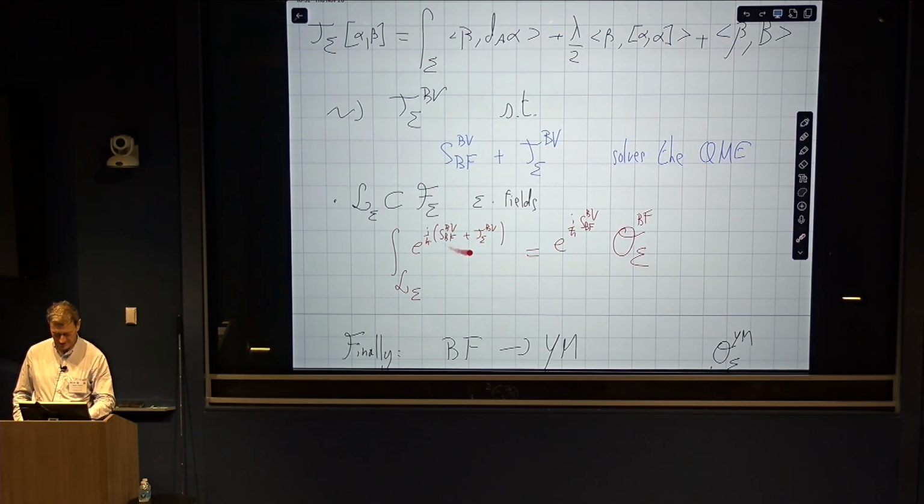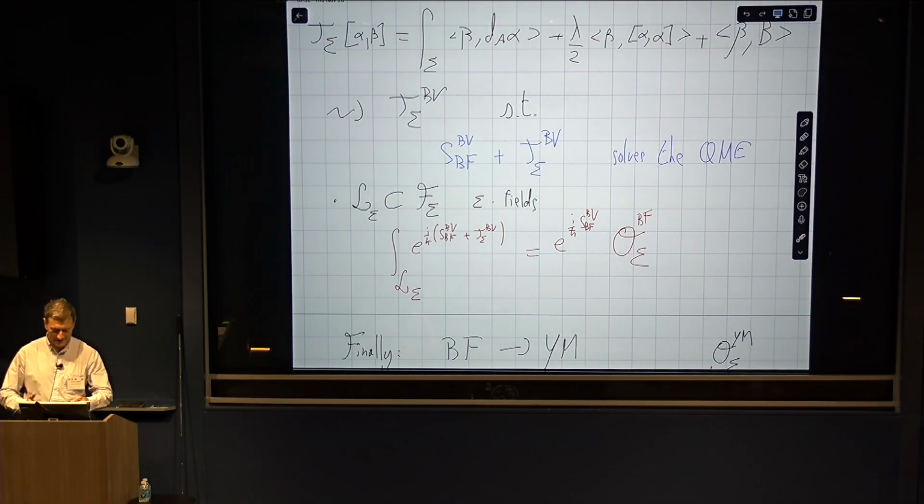So you consider this as a total action, which satisfies the quantum master equation, but this term does not depend on the surface field, so you can take it out from the integral. Okay? And then the integral will produce some functionals of the fields, of the BV fields for BF theory, so I can rephrase everything this way.